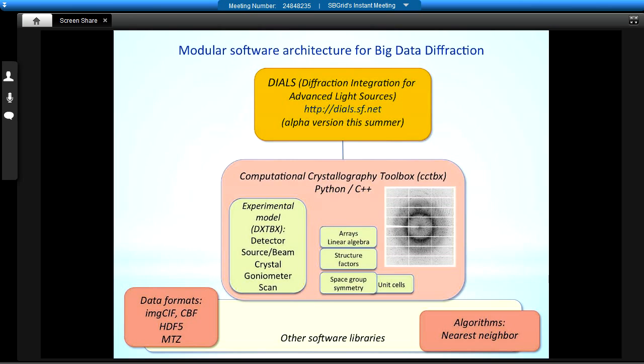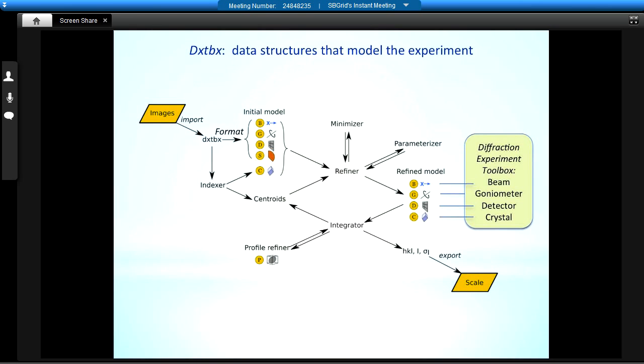So let's focus in on these data structures for a moment. This sort of shows the general workflow. We start with raw images from the synchrotron, we import them, and in the end we get integrated structure factors out that we can put into a program such as Aimless for scaling and merging. The first step, the actual reading of the images, is obviously going to be different for different detector types and potentially even for different beamlines.